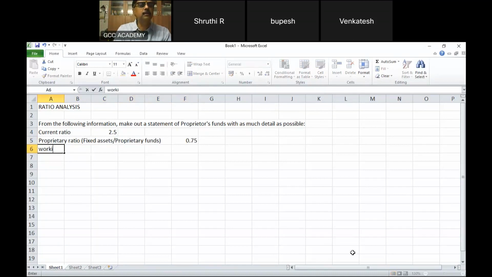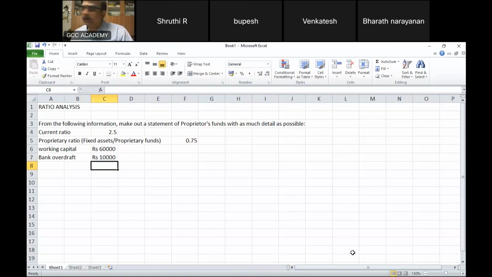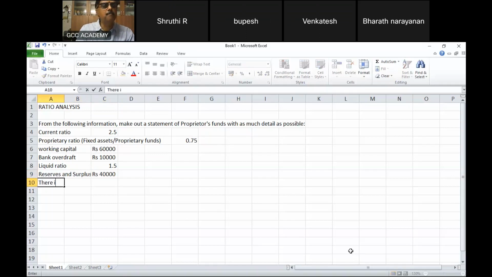Working capital 60,000. Bank overdraft rupees 10,000. Liquid ratio 1.5. Reserves and surplus 40,000. There is no long term loan or fictitious assets. Very important type of problem. So this is the problem for us.